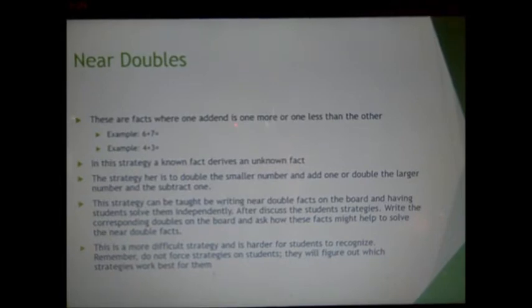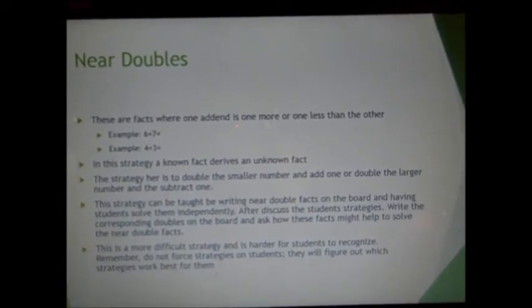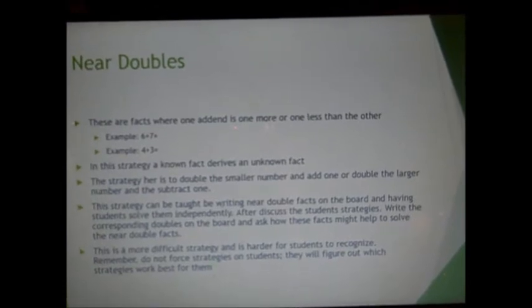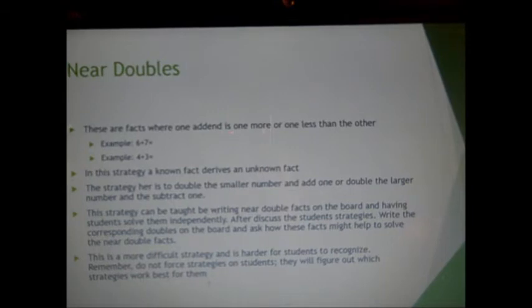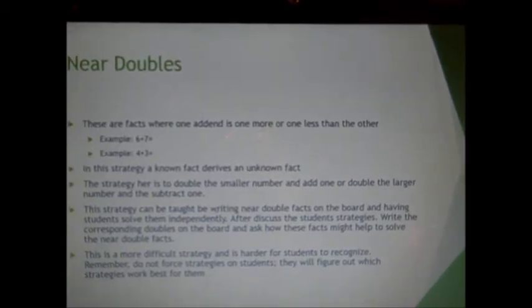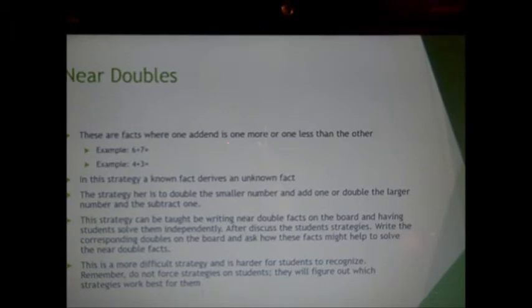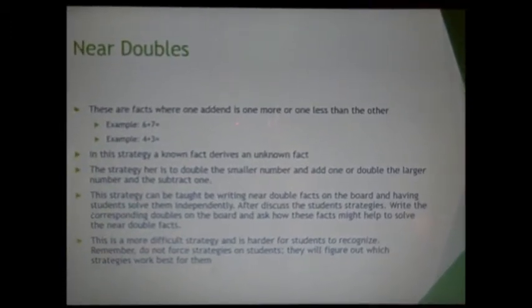This strategy can be taught by writing near double facts on the board and having students solve them independently. After they solve them, discuss the students' strategies. Write the corresponding doubles on the board and ask how these facts might help to solve the near double facts. This is a more difficult strategy and is harder for students to recognize. Remember, with all these strategies, don't force it on the students. They'll figure out which ones work best for them and use the ones that work best.